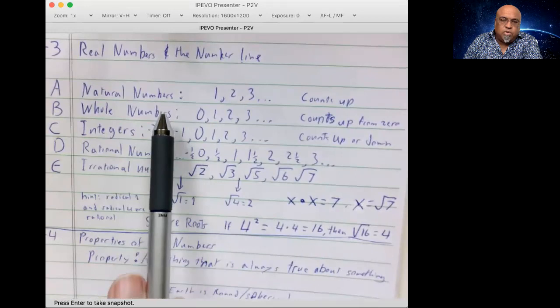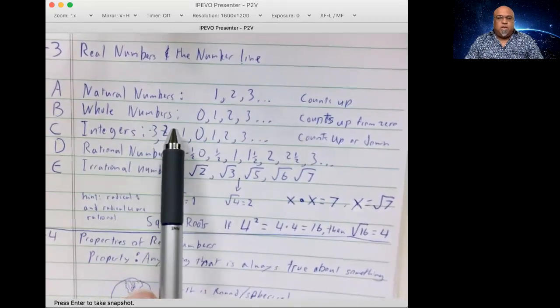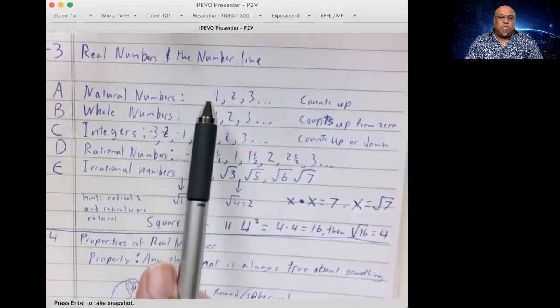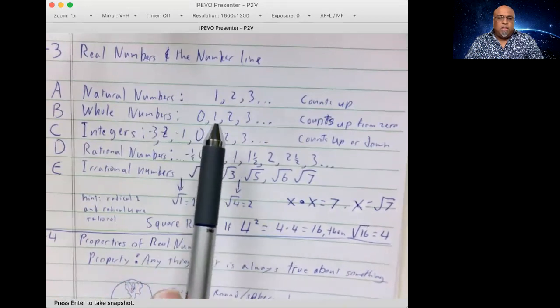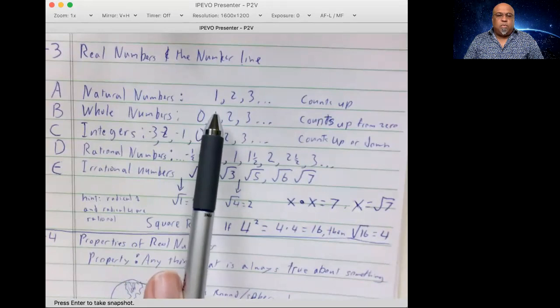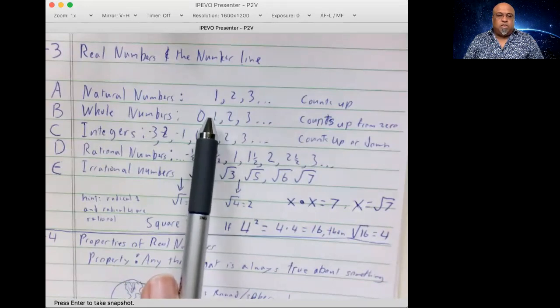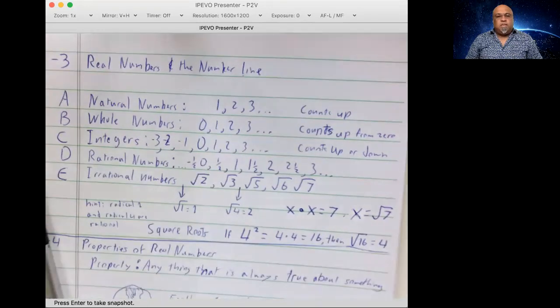Now, whole numbers include all natural numbers. Now, this one's pretty easy. The idea is natural numbers do not include 0, but whole numbers do, okay? So if I say whole numbers, then I'm saying 0 counting up. If I say natural numbers, then I say 1 counting up. So every number from 1 and up is a whole number, but it is not necessarily a natural number. Or in other words, in the list for A, it doesn't necessarily include 0. Okay?